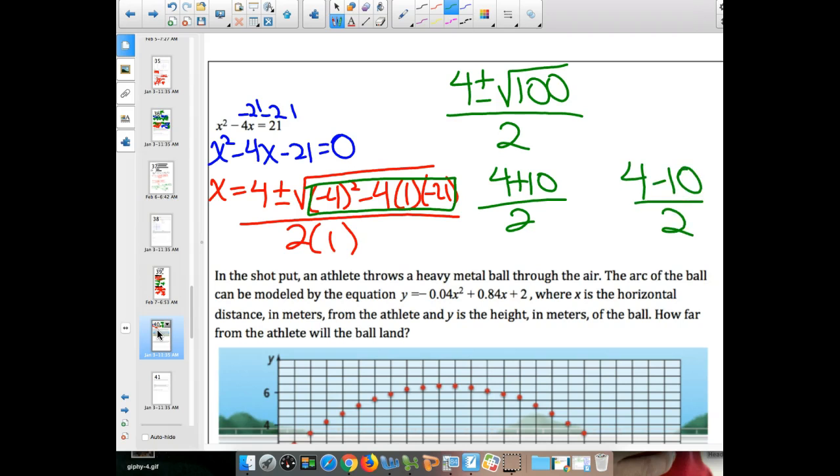This one here, when we plug that one in, we are going to get 7. And this one here, we are going to get negative 3.